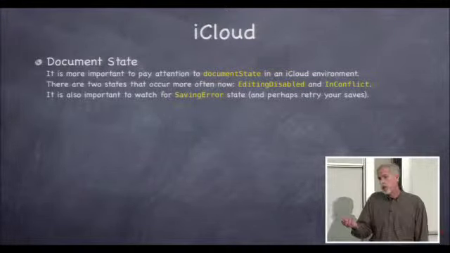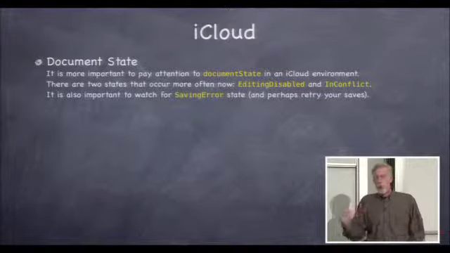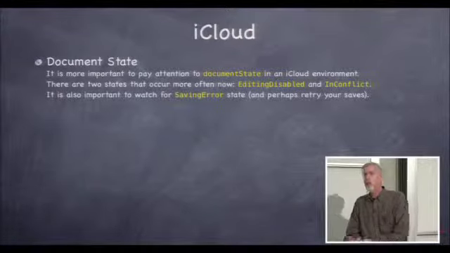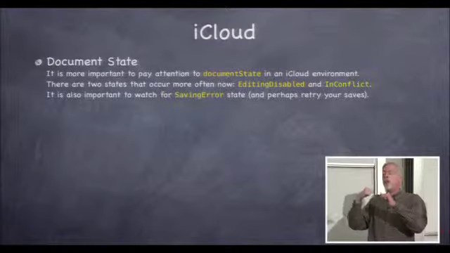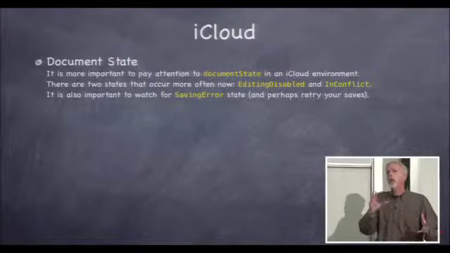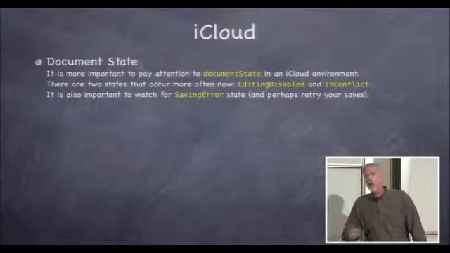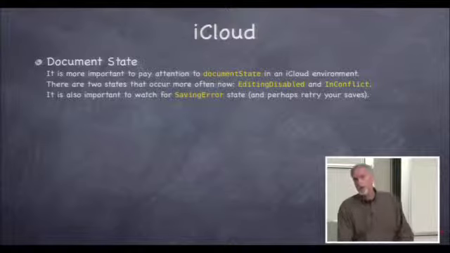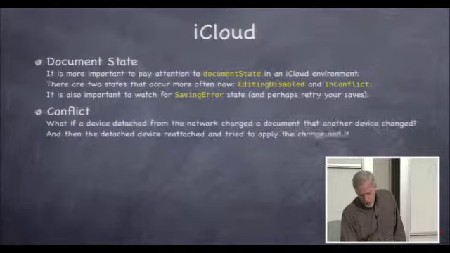The saving error state also can happen more often. And when you go into the saving error state, you might want to try and resave again. Okay, you tried to save, you got a saving error. Maybe it tried to save over the cloud and the network disconnected in the middle, or someone else was saving at the same time, and so often you just want to try again. And yes, there's a way to find out what the error is. It's in the document API. You can go look at that.